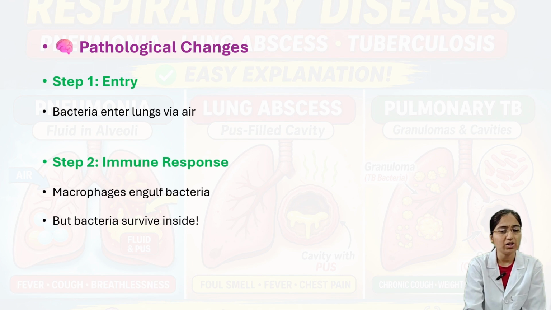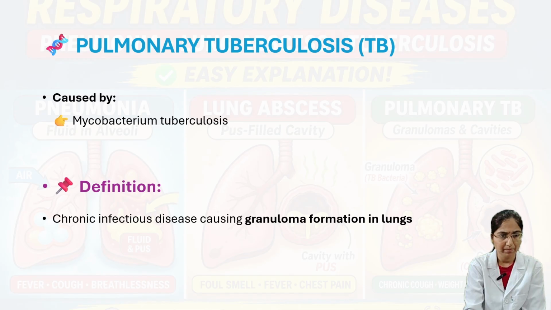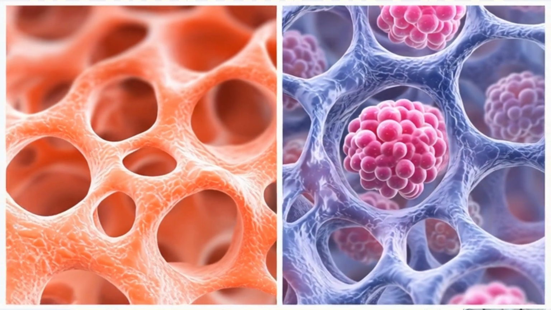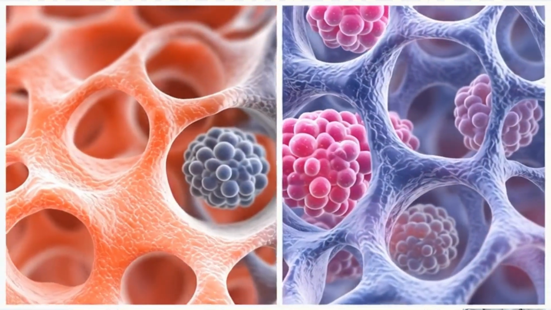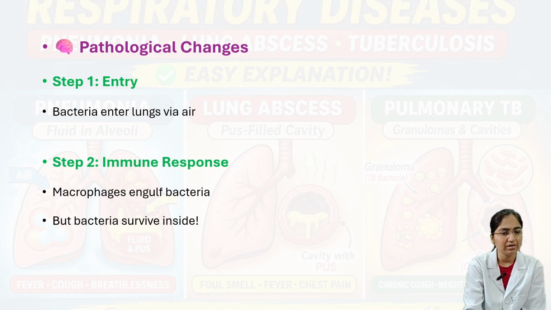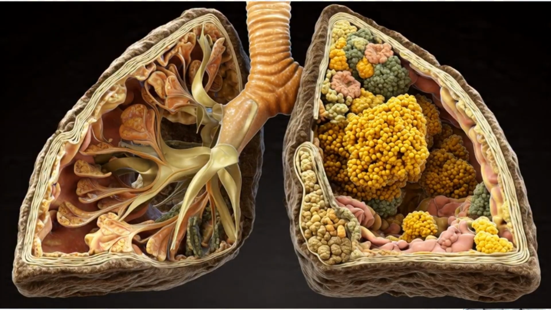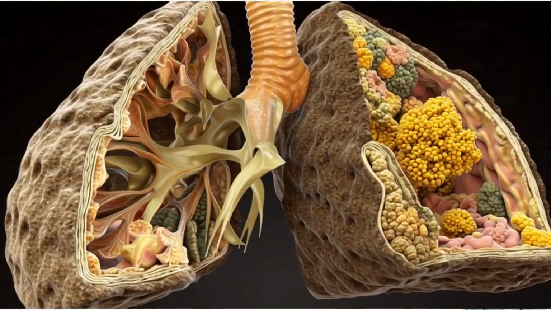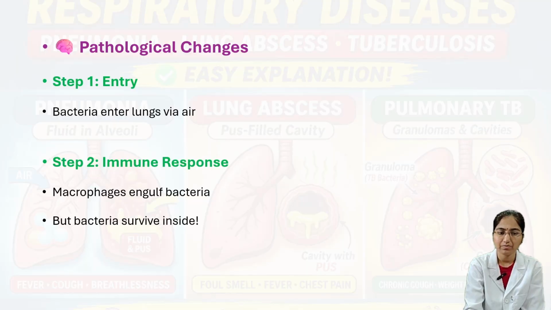We'll see the pathological changes here. It is very important in pulmonary TB. Pathological changes: the first step is entry of bacteria. Bacteria enter the lungs by air. And then the second step, immune response. Here macrophages engulf bacteria. Macrophages eat bacteria, but bacteria survive inside.